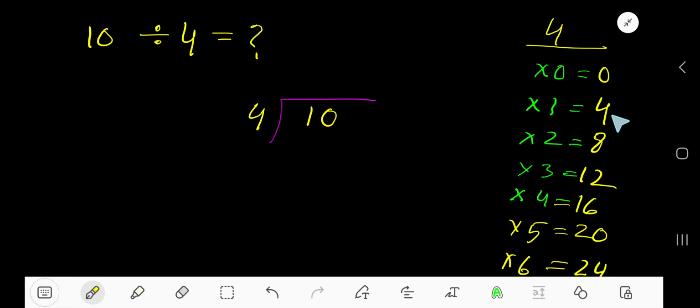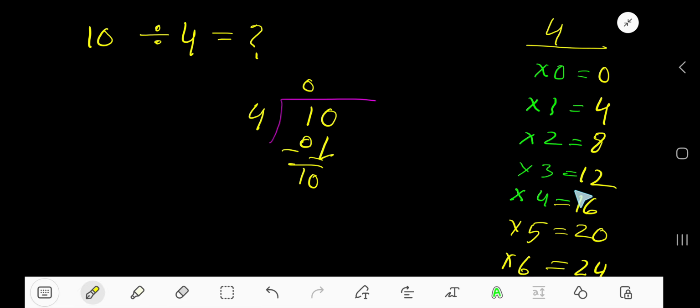0 plus 4 is 4, 4 plus 4 is 8, 8 plus 4 is 12, 12 plus 4 is 16, 16 plus 4 is 20. Now look, 4 goes into this one how many times? 0 times, because 1 is less than 4. So 0 times 4 is 0, subtract 1, bring down this 0. So now we have 10.